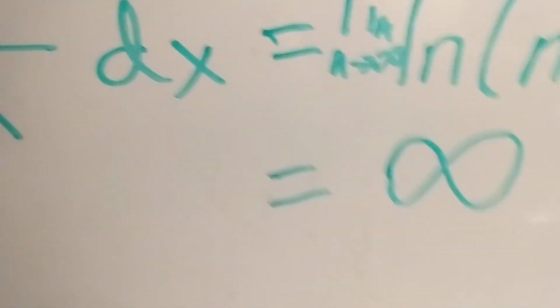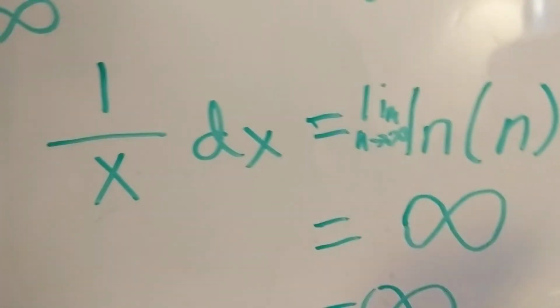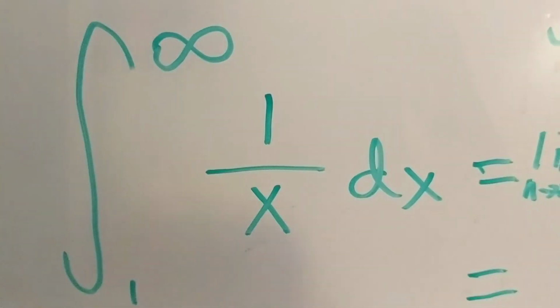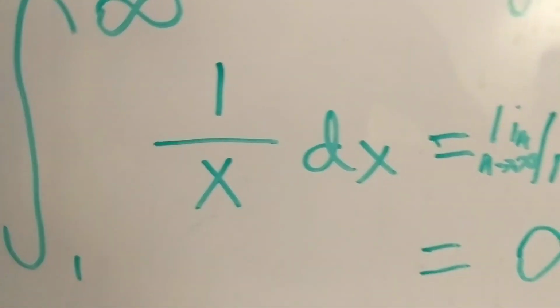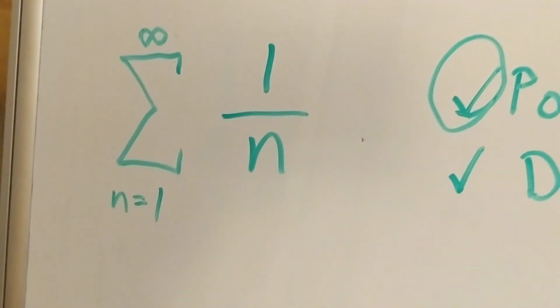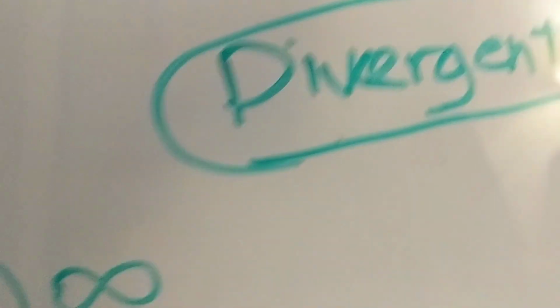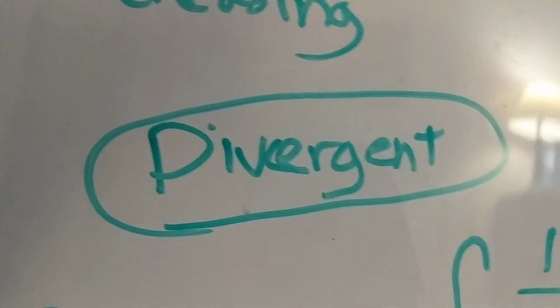That means we have infinity minus 0, which is just infinity, meaning that the integral is divergent. And that means that the series will also be divergent. Basically, if this integral is divergent, then the series will also be divergent. So in total, we find out, confirming what we knew, that the series of 1 over n is divergent.